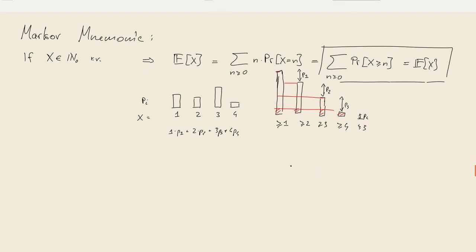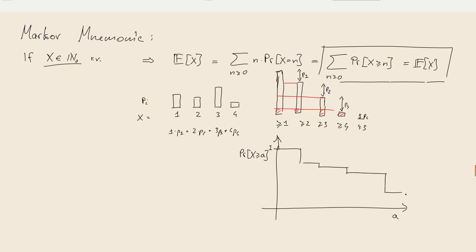But I actually wanted to give you a mnemonic for Markov's inequality. And this is if you generalize this and draw a plot where you have A over here and the probability for x to be at least A. So this is exactly the plot that we had here. But for a general random variable of this kind, this will be some graph starting at 1, and then there will be certain steps where it drops, and you don't exactly know at which points it drops. That depends on the values, and by how much it drops depends on the probabilities.